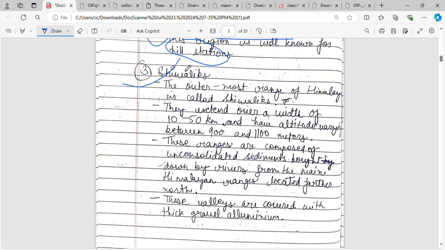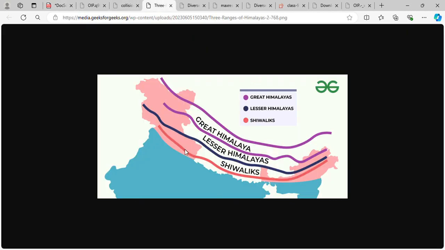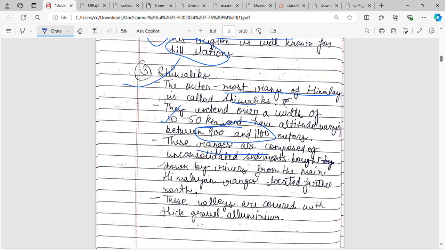The next is Shivaliks. The outermost range of the Himalaya is called Shivaliks. They extend over a width of 10 to 50 kilometers and have an altitude varying from 900 to 1100 meters. See, now we are talking about this peach colored range, the Shivaliks. These ranges are composed of unconsolidated sediments brought down by rivers from the main Himalayan ranges located farther north. These valleys are covered with thick gravel and alluvium. In the Shivaliks, this point is super important.